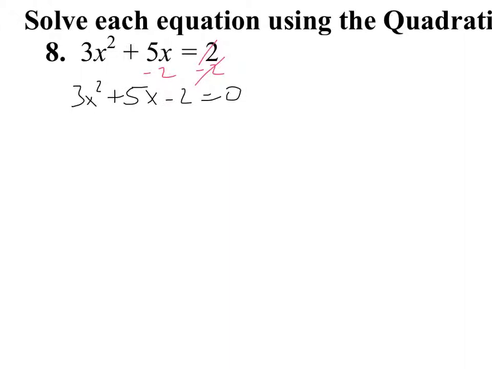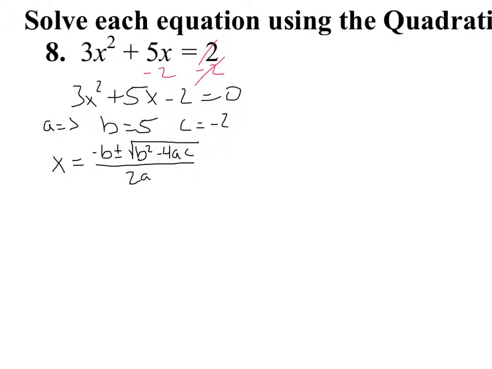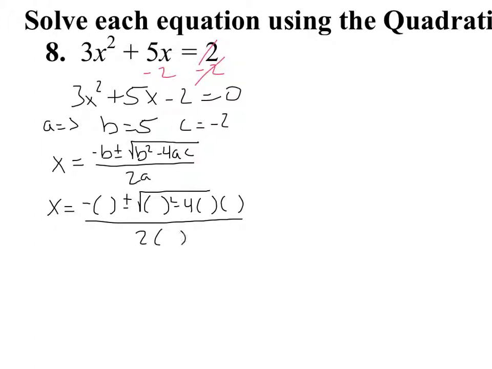Excellent. What's A? 3. B? 5. C? Negative 2. Great. Now we can plug into our quadratic formula. X equals negative b plus and minus the square root b squared minus 4ac all over 2a. All right? So, replace with parentheses. And we want to go through and plug in.